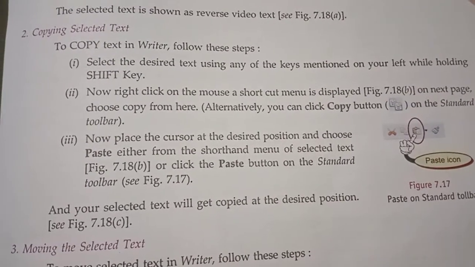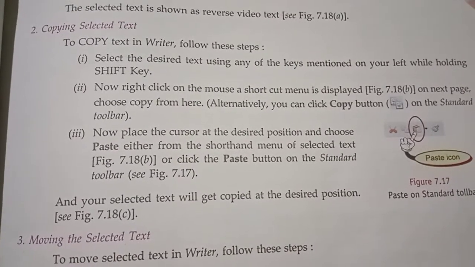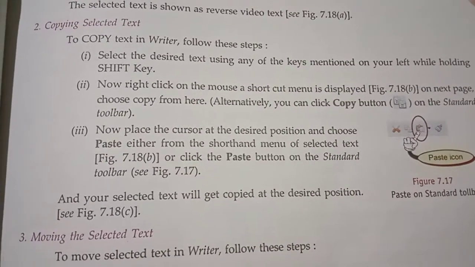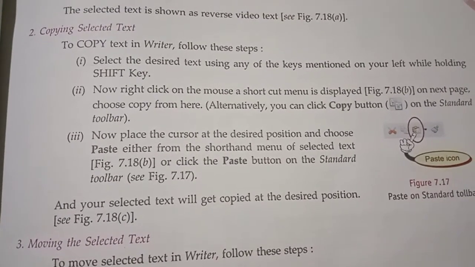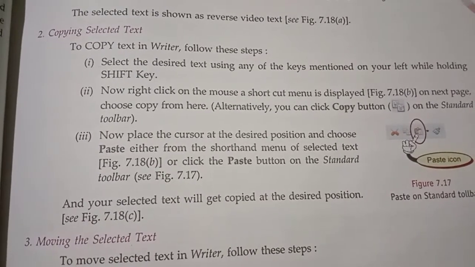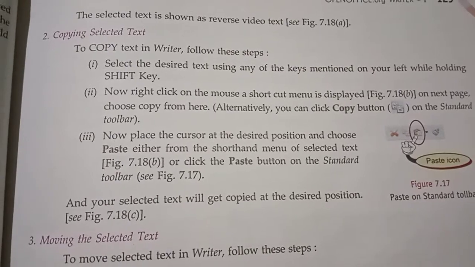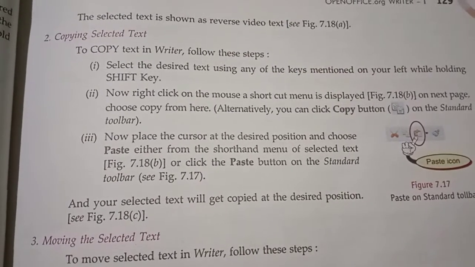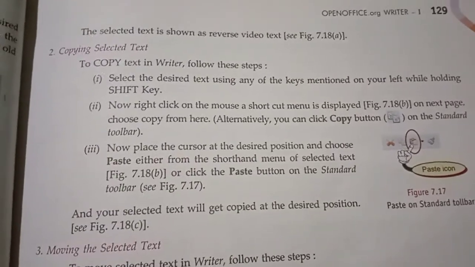For copying, Control plus C. For pasting, Control plus V. Control plus C and Control plus V. Otherwise, you can use one option: select that word, then copy. One copy button is there. Then after moving to the desired location, one paste button is there.